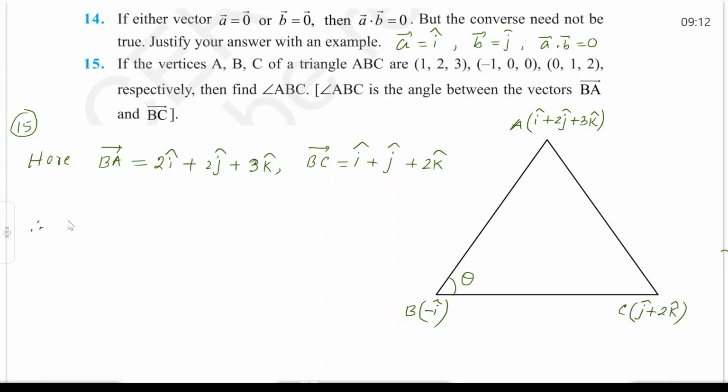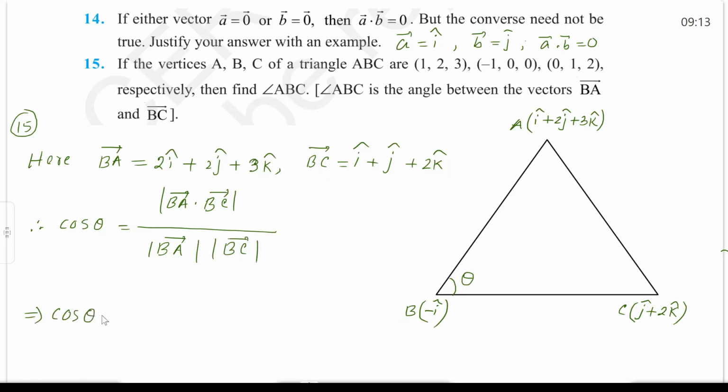Therefore, taking the angle between BA and BC as theta, cos theta is equal to what? In the numerator it is the dot product of the vectors, BA dot BC, and we give a modulus sign for the acute angle, divided by modulus of BA and modulus of BC. So cos theta is equal to the dot product of BA and BC. This is BA and this is BC.